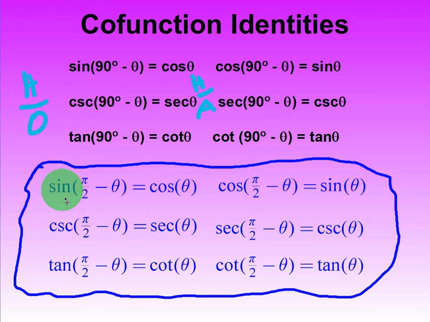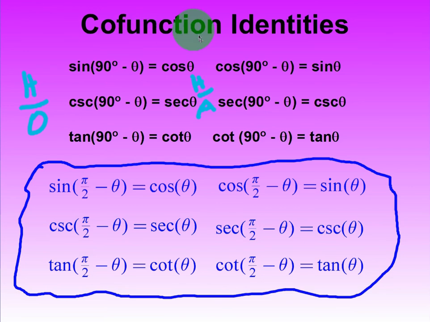So the bottom reads sine of pi over 2 minus theta is equal to cosine of theta, and vice versa. Cosecant of pi over 2 minus theta is equal to secant of theta, and vice versa. And tangent of pi over 2 minus theta is equal to cotangent of theta, and vice versa. That's it for explaining cofunction identities.